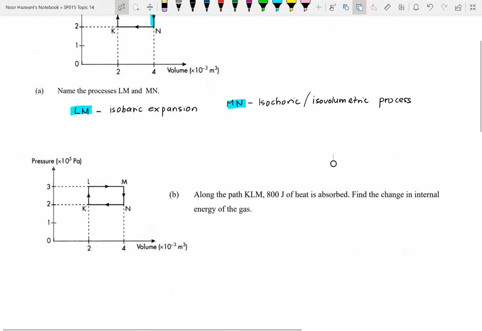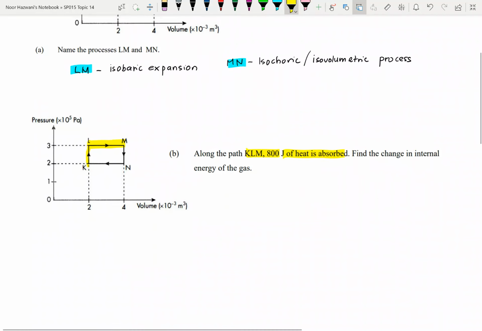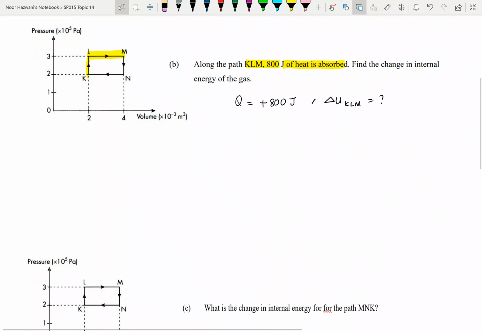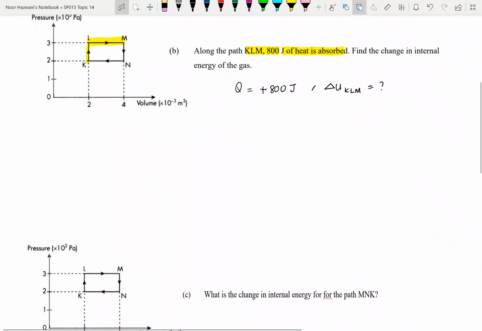And then the question is, along the path KLM, okay, so we focus on path KLM, 800 joule of heat is absorbed. So, if it is absorbed, it means our sign convention for Q is positive. So, positive 800 joule. And then find the change in internal energy of the gas. So, the question is asking for delta U KLM. So, when we want to calculate delta U KLM, of course, we will use the first law of thermodynamics.